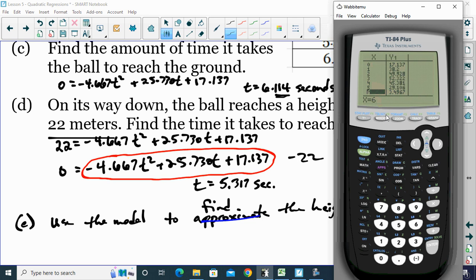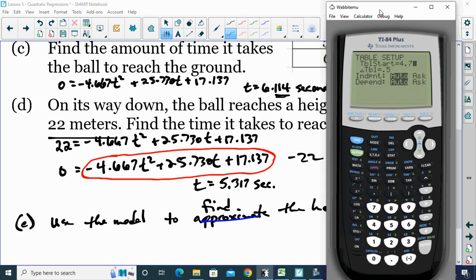But I can take care of that by going to table set, second window, and it asks me, where do you want to start your table and how much do you want to change it by? So right now my table starts at 0 and goes up by 1. If I started by 0 and go up by 1/2, now my table is 0, 1/2, 1, 1.5, 2, 2.5, and so on. Going back to table set, second window, I'm just going to start my table at 4.7 because that's the one I want. Right? Yep, 4.7.